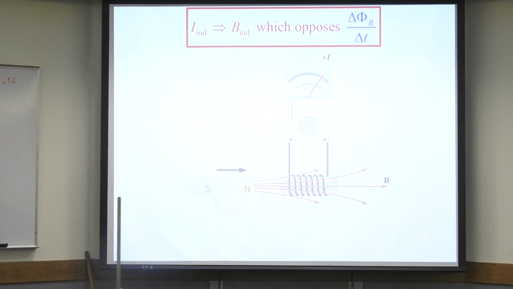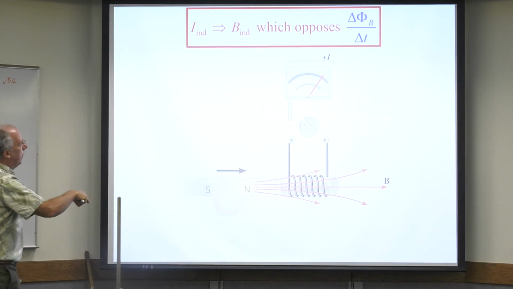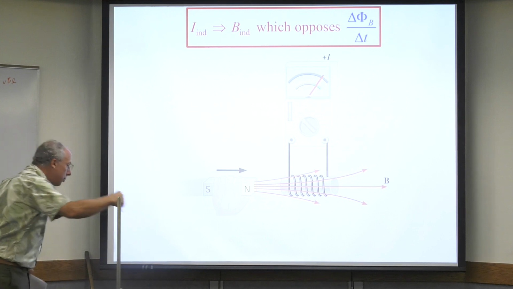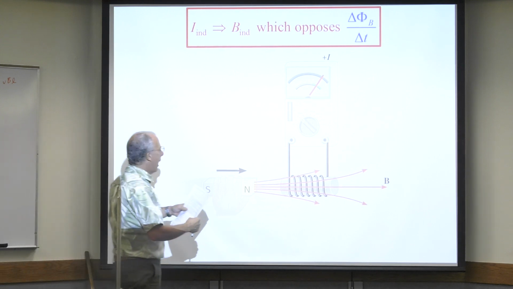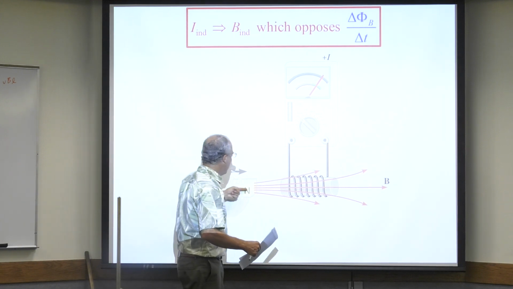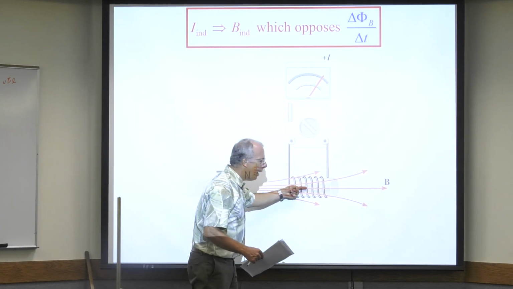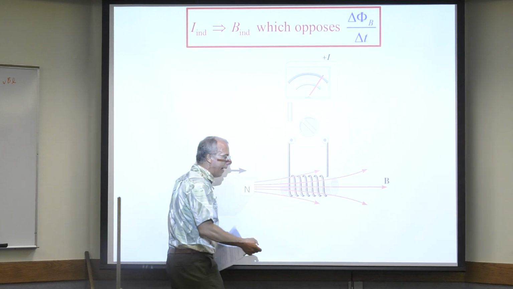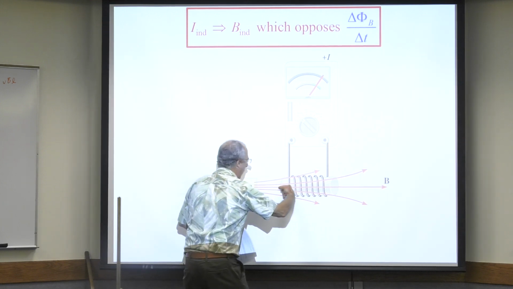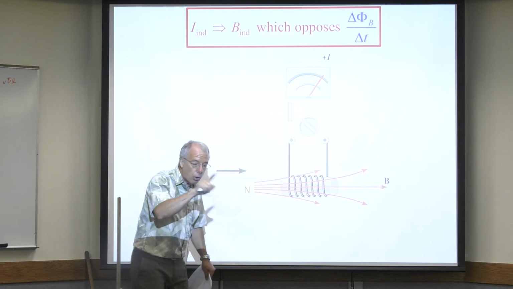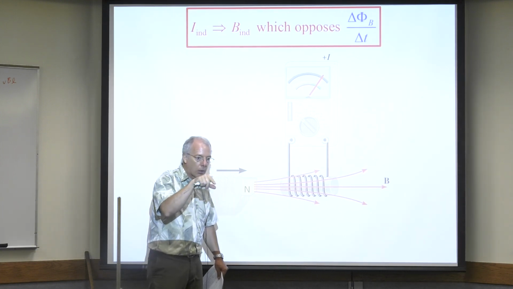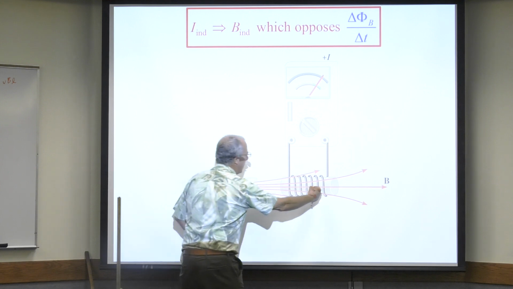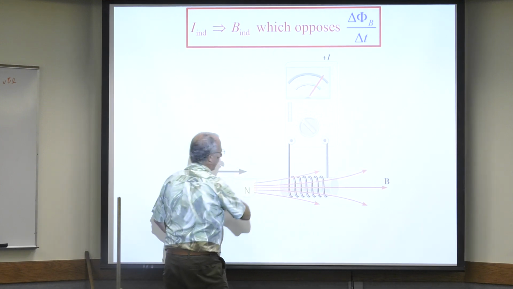We're old people. We don't like change, right? So the induced magnetic field is going to oppose the change. Right now, the magnetic field is increasing this way. We don't like change, we want to oppose that. So that means that the induced magnetic field is going to go this way, inside the coil. That's all we care about is inside the coil. So B induced is this way, to the left.